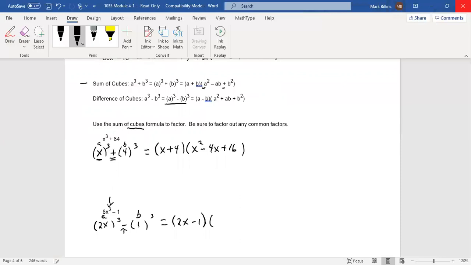Next, I just follow my pattern to fill in the trinomial. So the first thing I do is take A and multiply it times itself. So A is 2x. So when I multiply 2x times 2x, I get 4x squared.